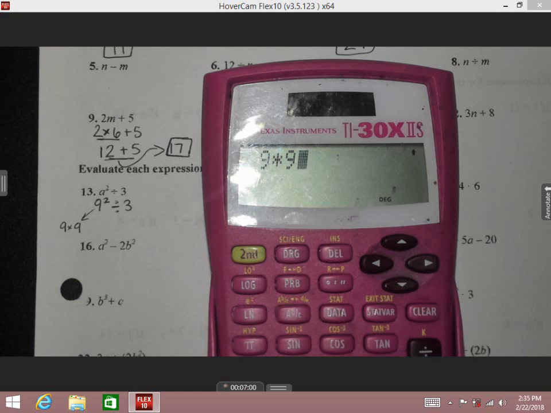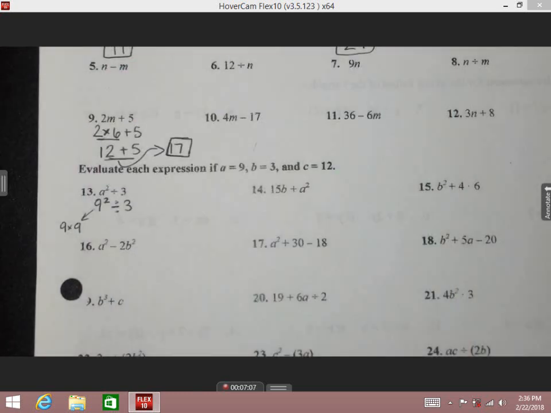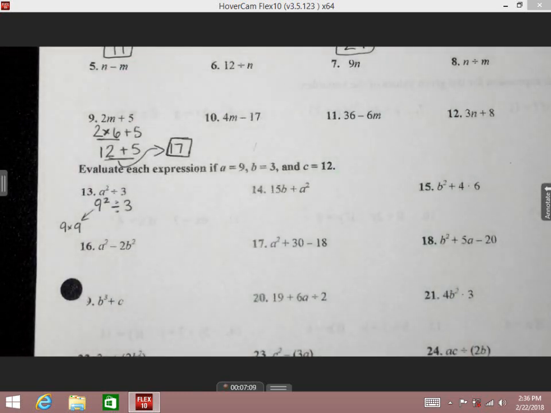It's telling me how many times to multiply 8 times itself. So 8 to the 5th would be 8 times 8 times 8 times 8 times 8, and so on. All right, so you're going to type in 9 times 9. So I kind of gave away the answer now.